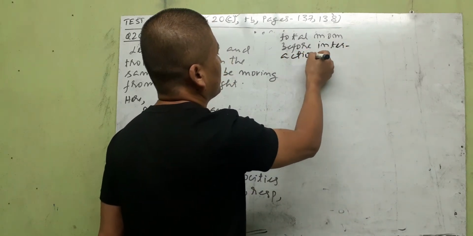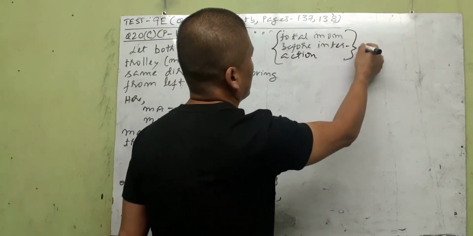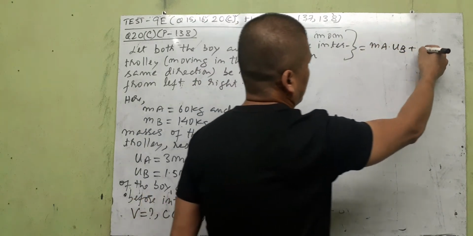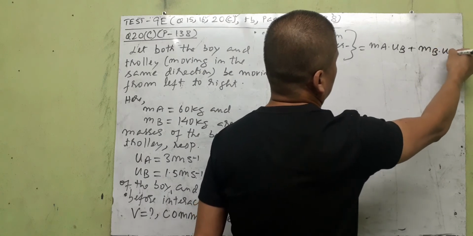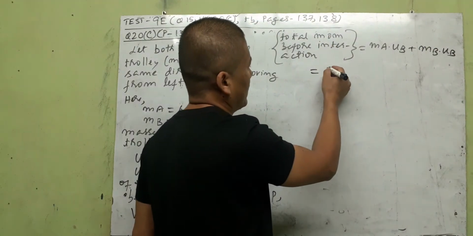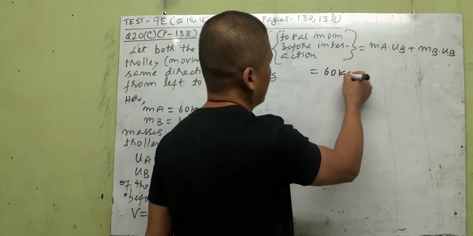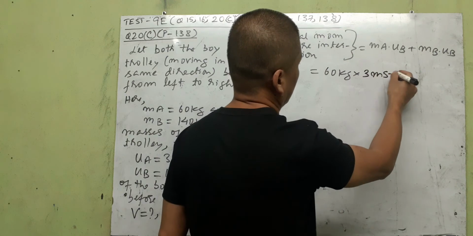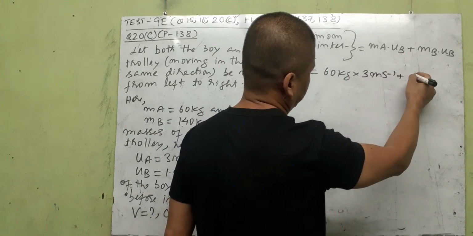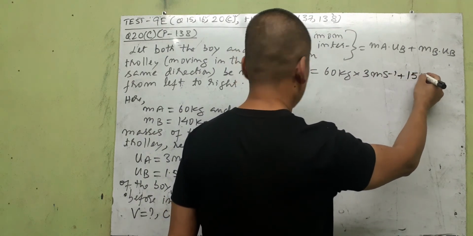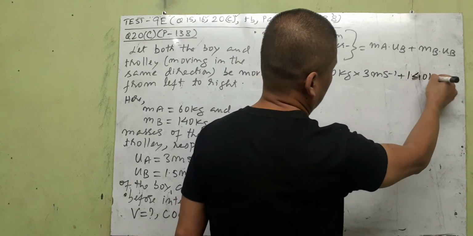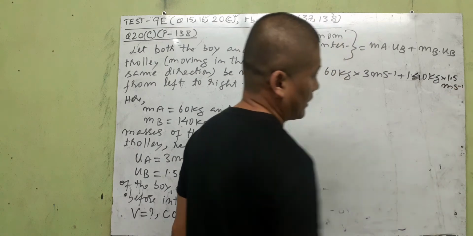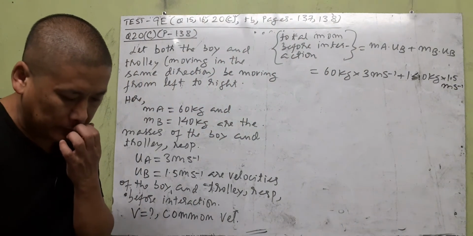Before the boy jumps on the trolley, we have the mass of the boy, MA, with the initial velocity of the boy, UA, and the mass of the trolley, MB, with the initial velocity of the trolley, UB. MA is 60 kg, the boy's velocity is 3 meters per second, plus the mass of the trolley, 140 kg, with its velocity of 1.5 meters per second. Let me check once. Yes, that's correct.